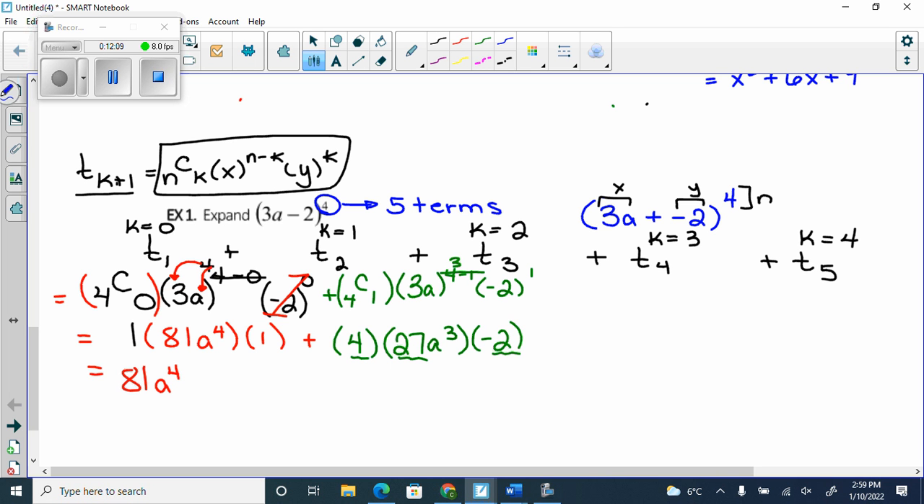Negative 216. Negative 216? Yeah. A cubed. Now I have term 2. Now if I want term 3, it's exactly the same, but the 1s become 2s this time.